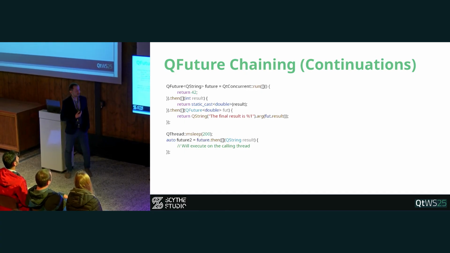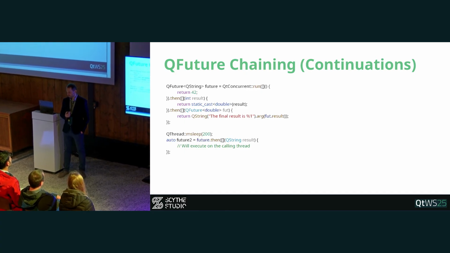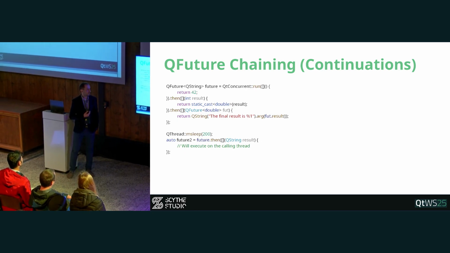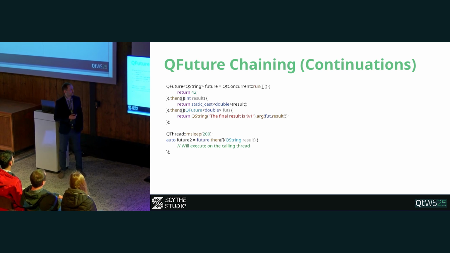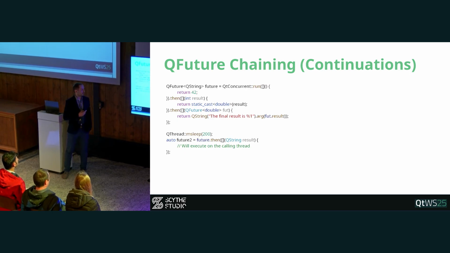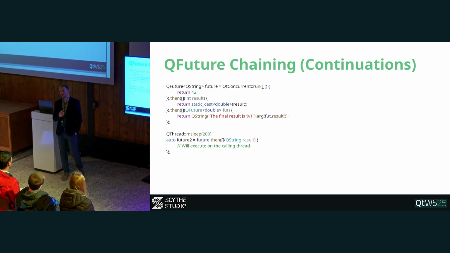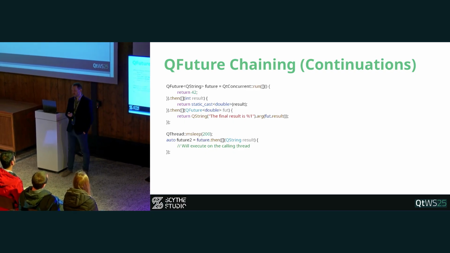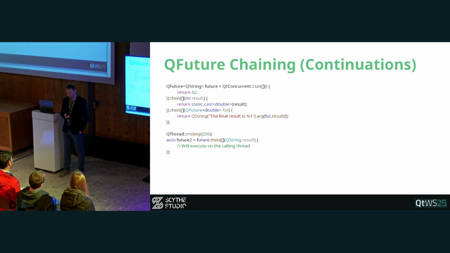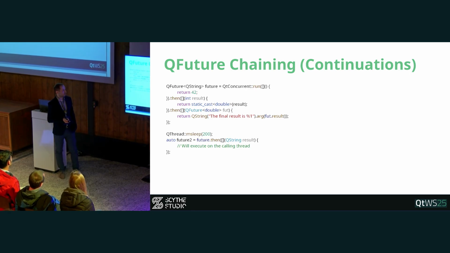What is also important here is that normally those continuations execute on a background thread. So the continuations are executed on the same thread as the original asynchronous operation was executing on. However, if the future is already finished by the time you call the then method, then your continuation will be executed immediately, which means it will be executed on the calling thread. So you need to be careful, because you don't always know which thread will execute your continuation.